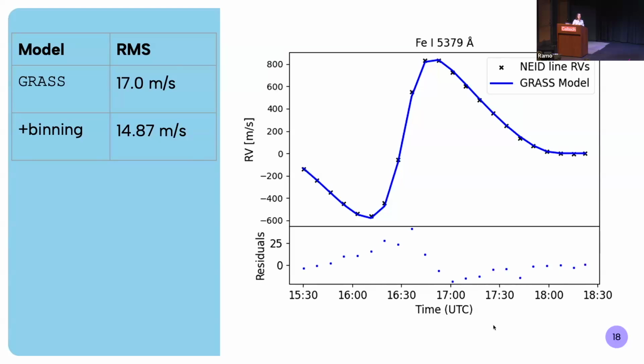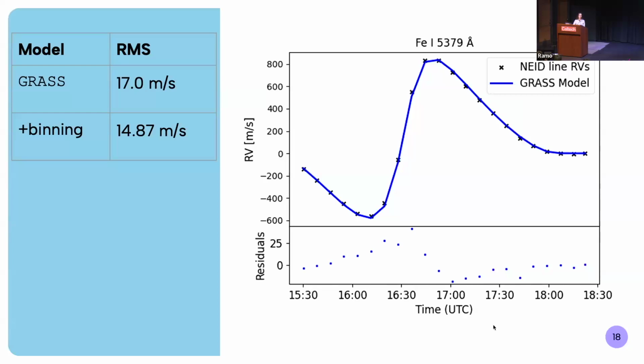In addition to this, another thing I wanted to consider is that the input data for GRASS has a spectral resolution of 750,000. NEID has a spectral resolution of around 100,000. So we more appropriately should be convolving down this spectral resolution. And up until this point, I've been doing that with a Gaussian, which is not an appropriate representation of the NEID line spread function.